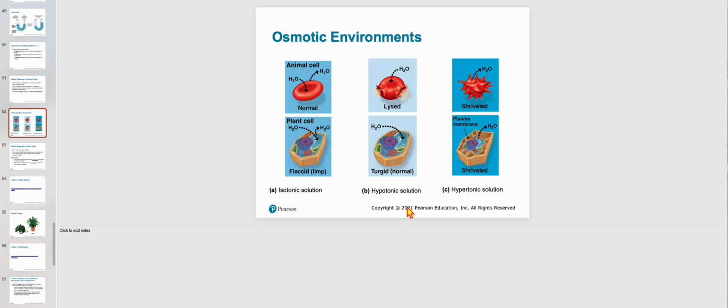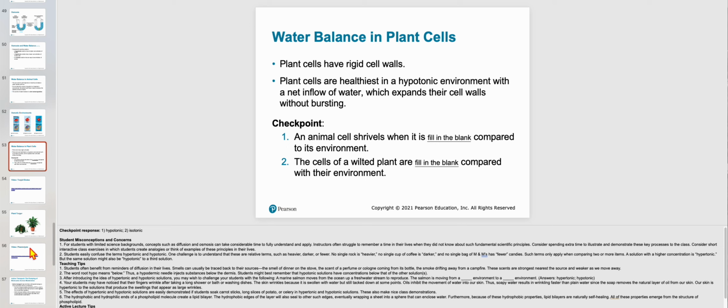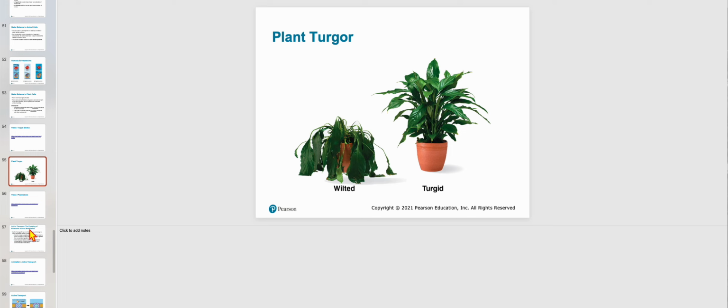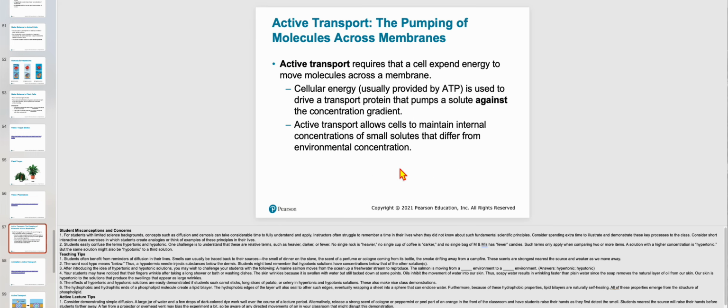Okay, this is the one I had up just a moment ago. And now we go to the picture. So here is a turgid, normal cell, and here's where it's wilted, which is bad. Okay, next slide. We're now closer to the end of the chapter, and we see just the same stuff repeated.